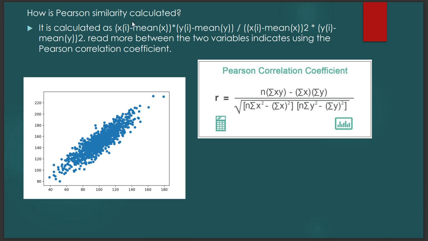How is Pearson similarity calculated? Here is the Pearson coefficient formula. We can see r is equal to this formula. Here is a regression problem.